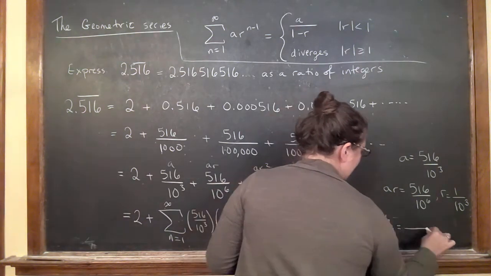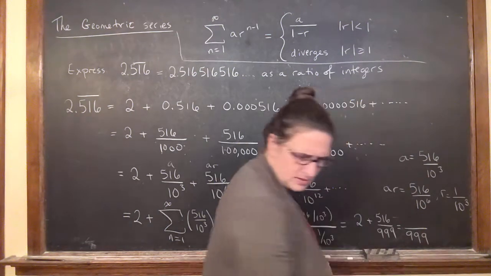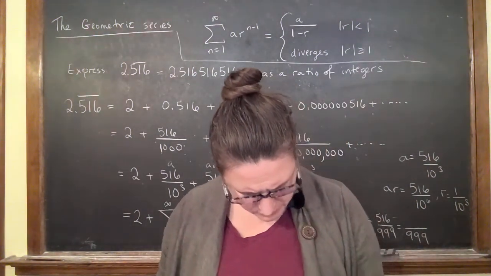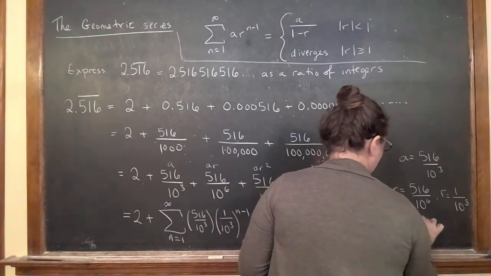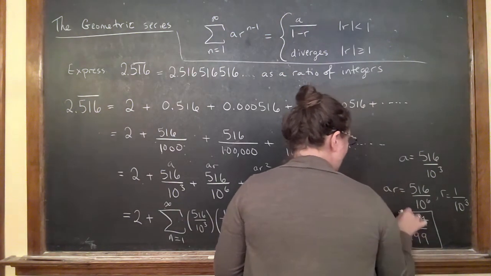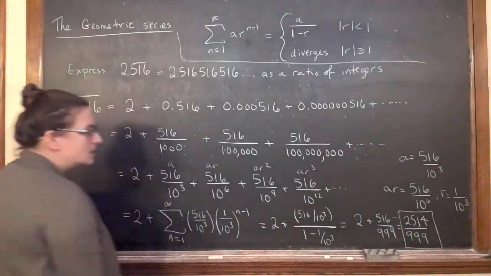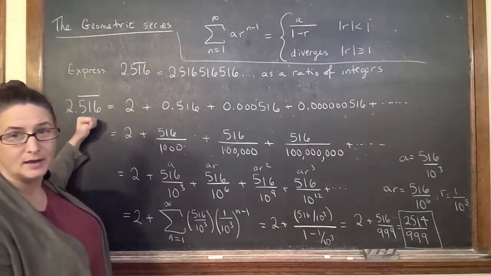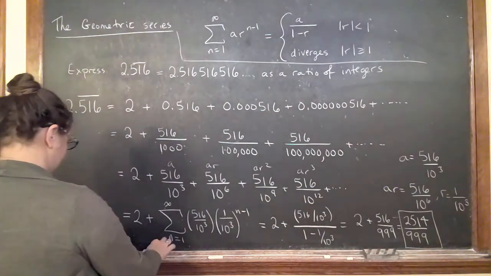And I can make a common denominator. If you make a common denominator and add those together, you have 2,514 over 999. So that's your answer. That is the ratio of integers that, if I stick it in my calculator, I'm going to get this. This is kind of a cute thing to do.